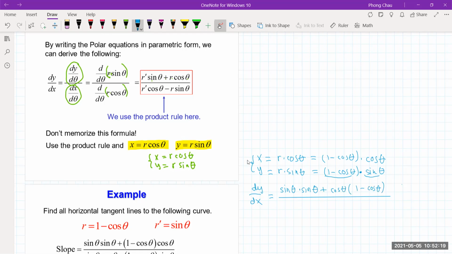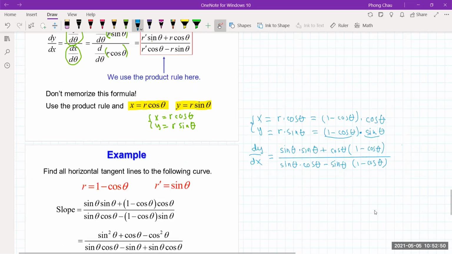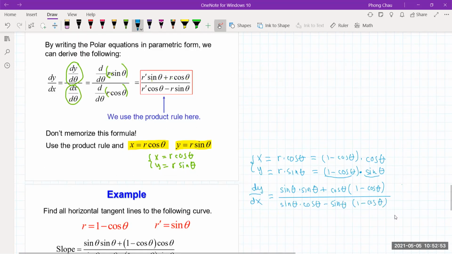For the bottom, you're taking the derivative of x. Same thing: the derivative of the first, sine theta, times the second, cosine theta, plus the derivative of cosine, which is negative sine, times 1 minus cosine theta. Okay, so that's how we got the derivative.